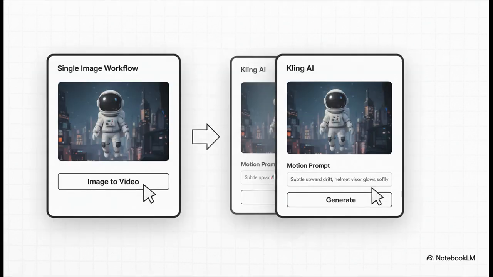And the process? It's ridiculously smooth. You get your image looking perfect, and then you just hit the Image to Video button. Bam! OpenArt sends it straight over to the Kling AI, all loaded up and ready. You just type in what you want to happen, like camera orbits around them, and hit Generate. This kind of integrated workflow saves an unbelievable amount of time.